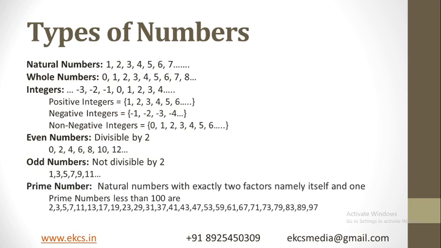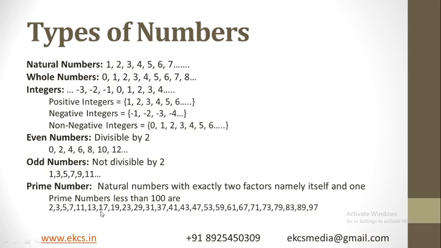Prime numbers are natural numbers with exactly two factors. So we know the natural numbers as 1, 2, 3, 4, 5, 6, 7. If any of these numbers has only two factors, namely itself and 1, then the number is said to be a prime number. We have listed the prime numbers less than 100 here. The prime numbers less than 100 are 2, 3, 5, 7, 11, 13, 17, etc.